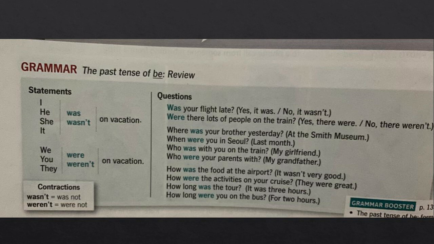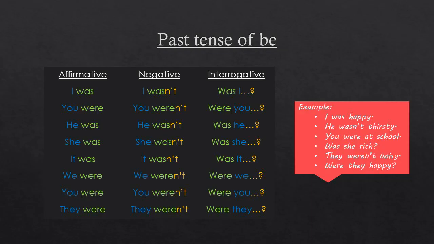So there are different forms that you can use the past tense of be. Now here we have some examples for affirmative. We have I was, you were, he was, she was, it was, we were, you were, and they were, right? Now for negative, we have I wasn't, you weren't, he wasn't, she wasn't, it wasn't, you weren't, we weren't, and they weren't. Now for interrogative, we have was I, were you, was he, was she, was it, were we, and were they.